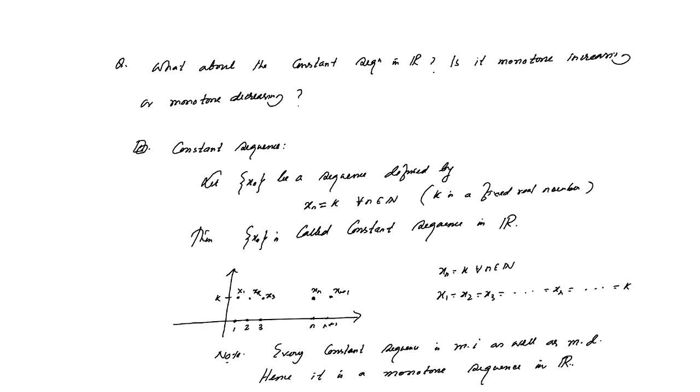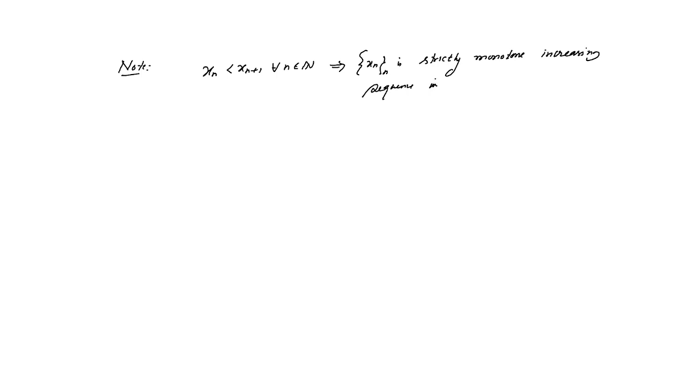Now the definition is monotone, that means monotone increasing or decreasing. We have given the definition of monotone increasingness and monotone decreasingness of a sequence. But again the note is, if we see the strict inequality, that means xn less than xn plus 1 for all n belongs to natural number, that implies the sequence xn is strictly monotone increasing sequence in R.